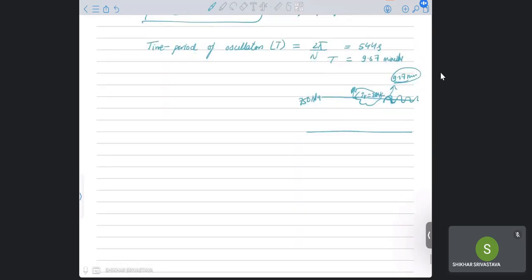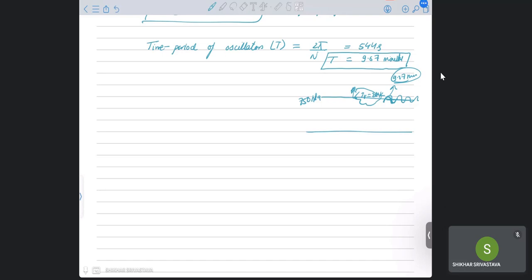So this is the rough order of general processes in our atmosphere. The rough time period is close to 9 minutes, 6 minutes, 10 minutes, so they are in the order of minutes.